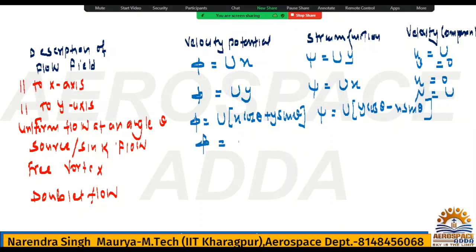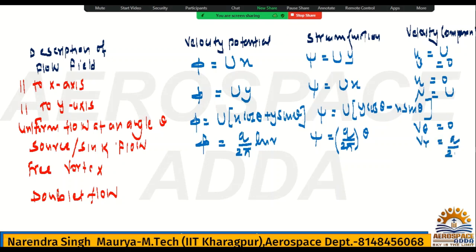Check source. What is the source? Phi is equal to the strength of source, Q upon 2 pi ln r. Psi is Q upon 2 pi theta. And for the source flow, what was the tangential velocity? It was 0. What was the radial velocity? It was Q upon 2 pi r.